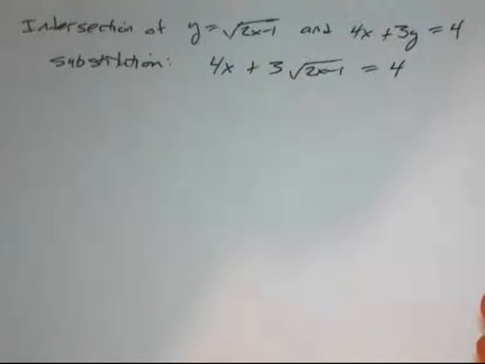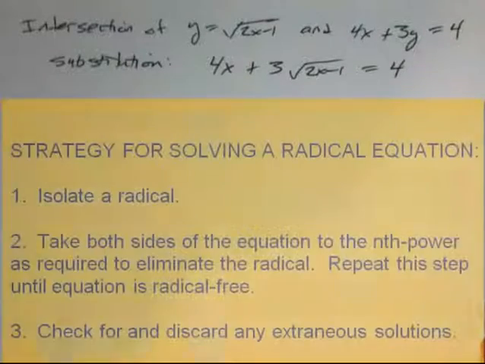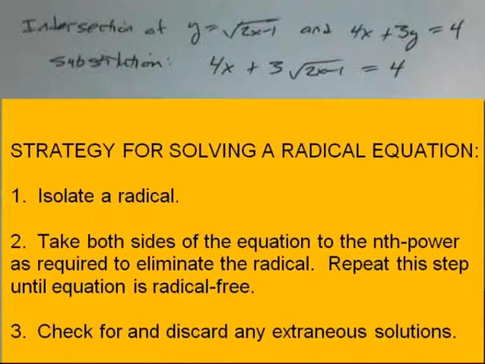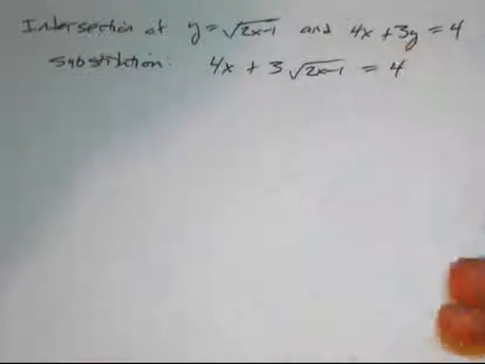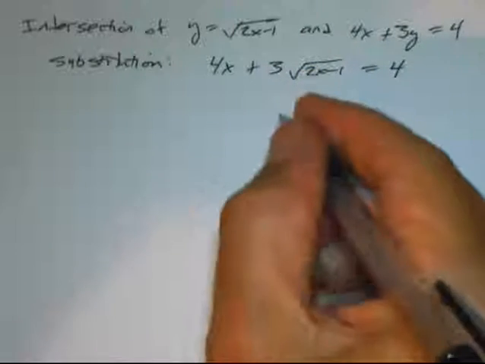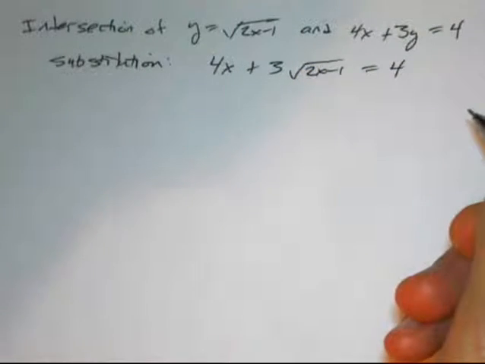Alright, got ourselves a one variable equation, and it is a radical equation. Quick algebra review: how do we solve those? First, isolate a radical. Second, square both sides to eliminate the radical. And importantly, step 3, check for and discard any extraneous solutions. So let's start first by isolating this radical, or at least an integral multiple of it.